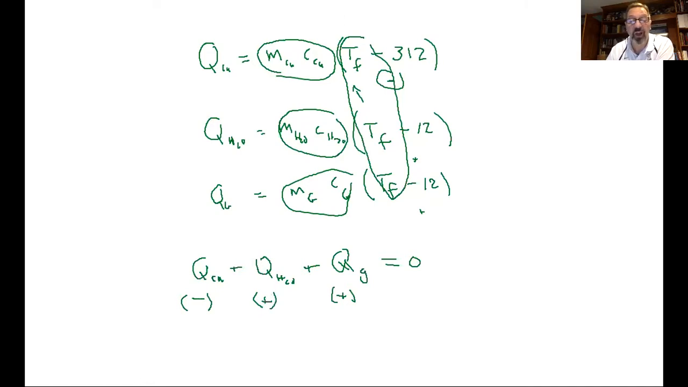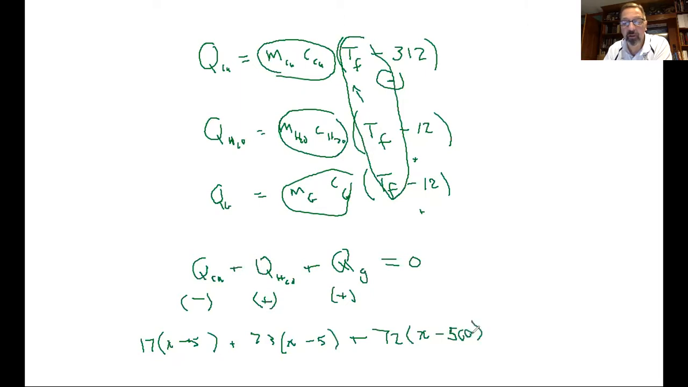But at the end of the day, this is a lot like an algebra problem, right? Oh, I don't know, 17x minus 5 plus 23x minus 5 plus 72, and I'm just making up numbers here, x minus 500 is all equal to 0. And of course, you got to get the right numbers here and here and here and here. And it's a pain of an algebra problem to do, but you could solve that thing for x. In this case, x is your final temperature.